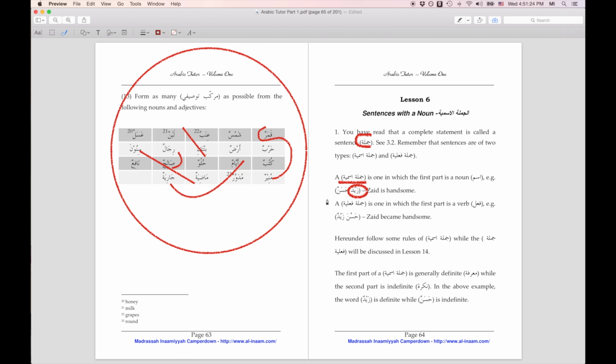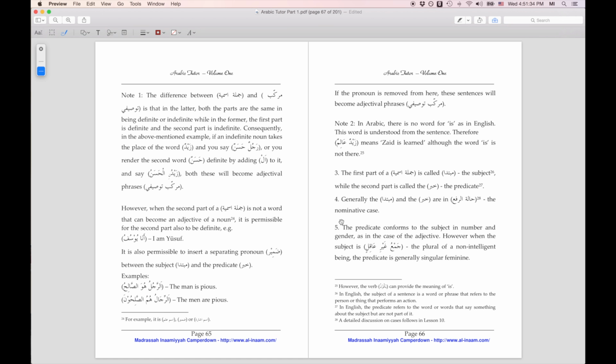They don't have to be ma'rifah, they don't have to be known. Right here, Zaidun is definite and Hasanun is indefinite. That's what they're saying. Next page.